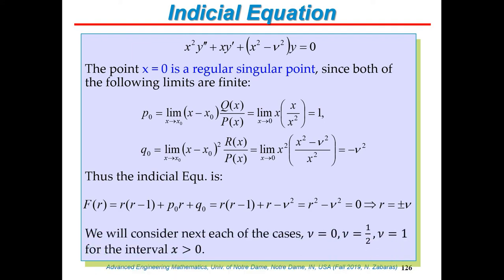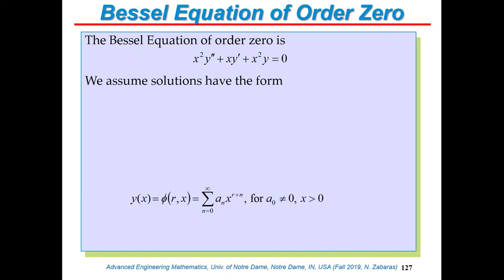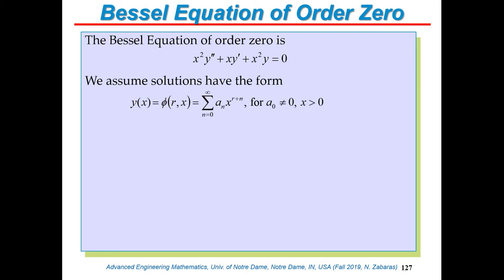All right, so what we are going to do is consider for x greater than 0 the three different cases of order nu equal to 0, nu equal to 1/2, and nu equal to 1. So let's take the Bessel equation of order 0 with nu equal to 0. Okay, so we are going to assume solutions in a power form that are an x to r plus n with a leading coefficient not equal to 0.